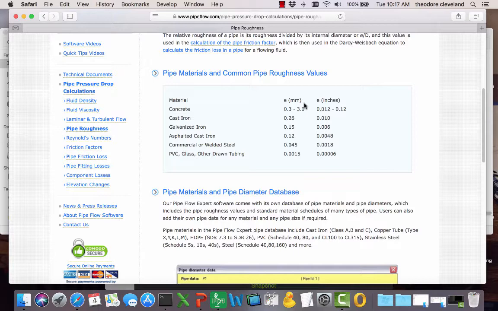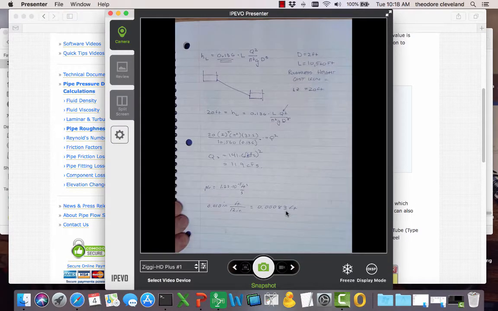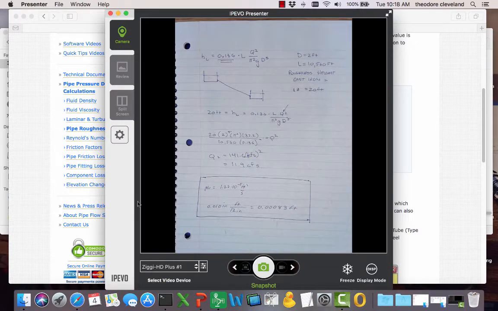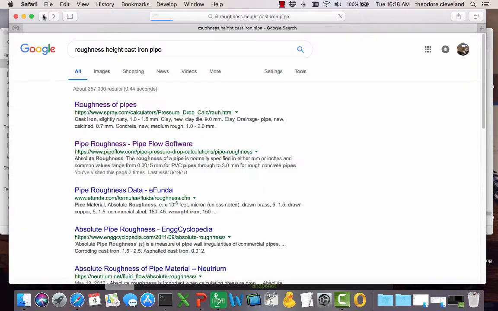We're going to divide that by 12 to get it into feet. So 0.01 divided by 12 is equal to 0.00083. This is what we just looked up using the internet. And now we'll go back to our tool.